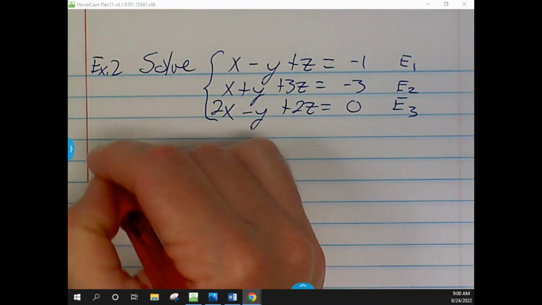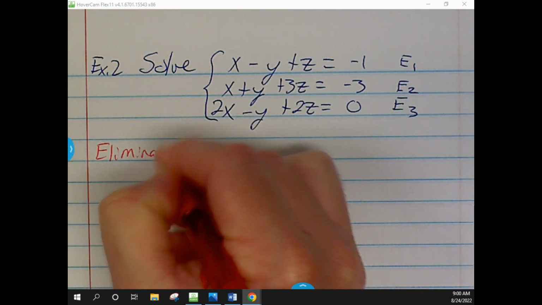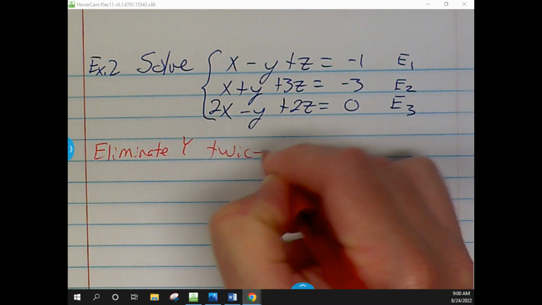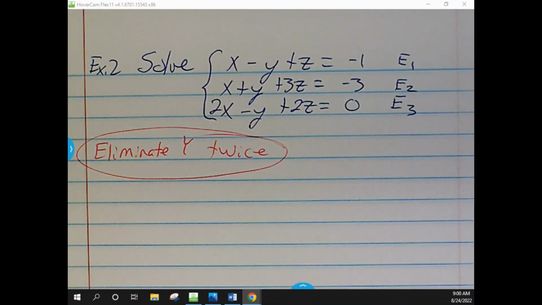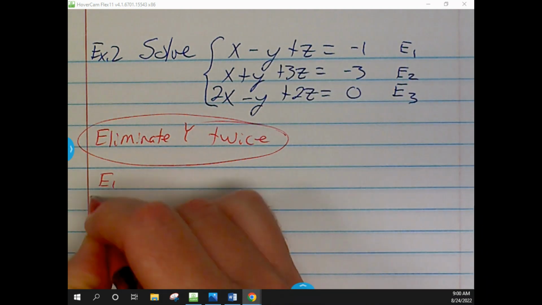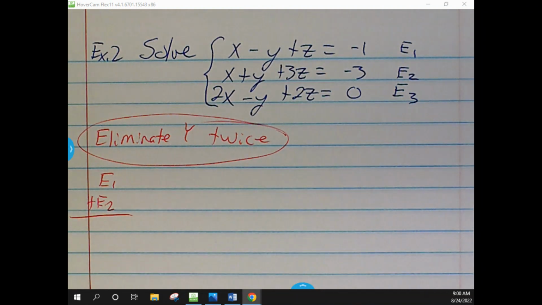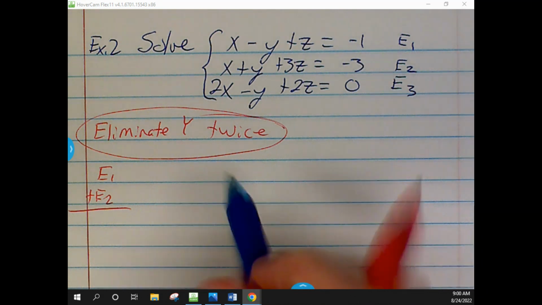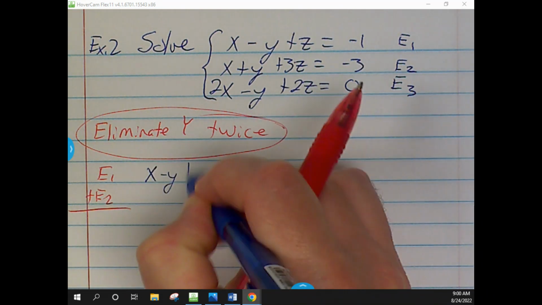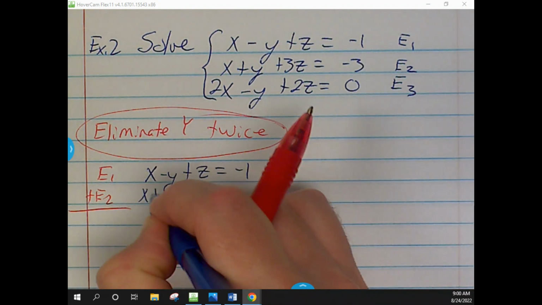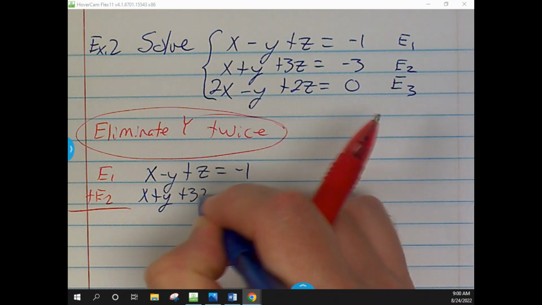So in this case, we're going to eliminate y. Here's the thing: you've got to do it twice. Okay, so for the first time, let's put equation 1 and equation 2 together because it's already a plus and minus y. So let's just add equation 1 and equation 2 together. All right, so if we just bring those over, that's x minus y plus z equals -1, and then x plus y plus 3z equals -3.